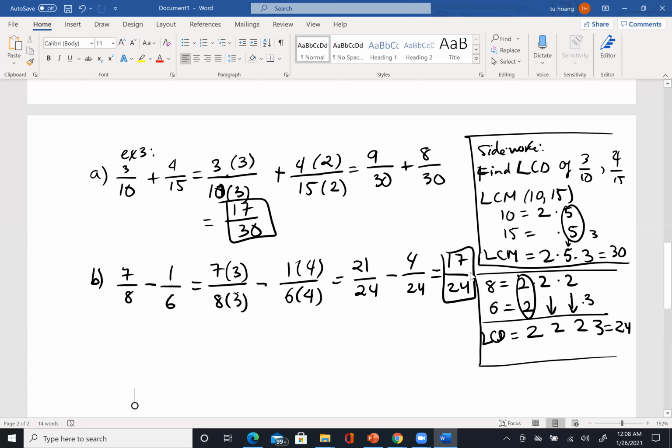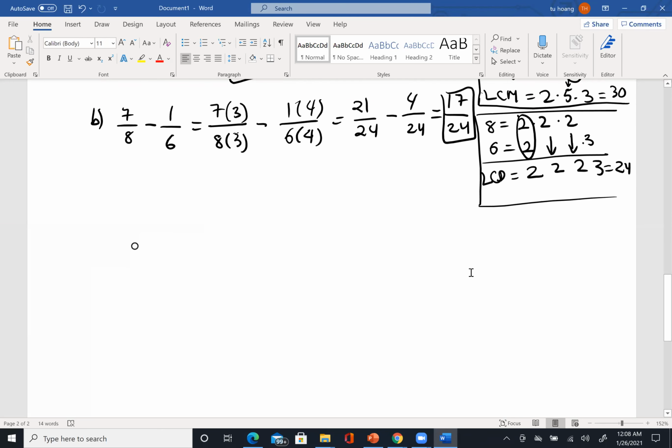Okay, now, so what happened? This is just very basic adding of fractions. Now, what happens if we have to add rational expressions?